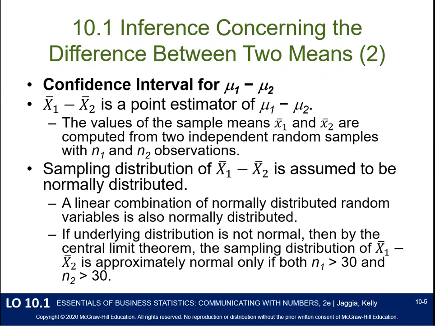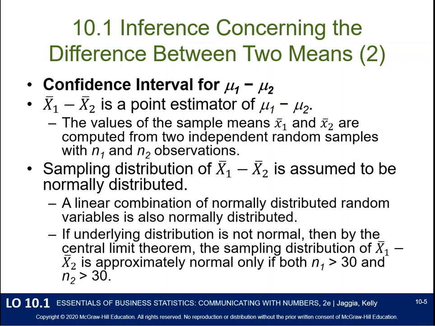First of all, let's talk about the confidence interval for just a minute. We're going to come back to confidence intervals later. If we're looking at the confidence interval for the difference between mean 1 and mean 2, we're going to use the sample mean for sample 1 and the sample mean for sample 2, and the difference between those, as our point estimator.